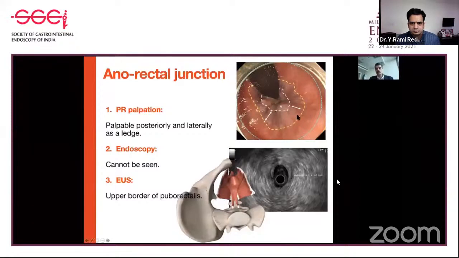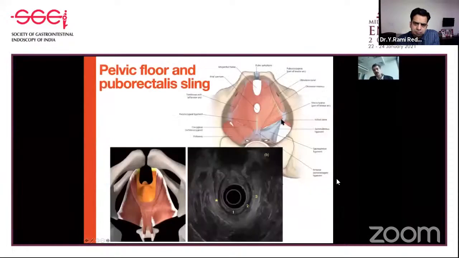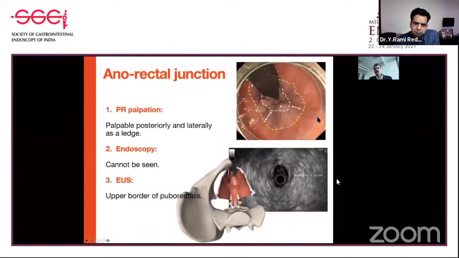This is the dentate line. This is the anorectal line, or the line of Hermann and Desfosses. This is the anal transitional zone, under which you have the hemorrhoids. And this is the anorectal ring, around a centimeter or above. Endoscopically, it is a virtual landmark. On PR examination, it is palpable posteriorly and laterally as a ledge of puborectalis. And on US, the anorectal junction can be well defined as the upper border of the puborectalis.